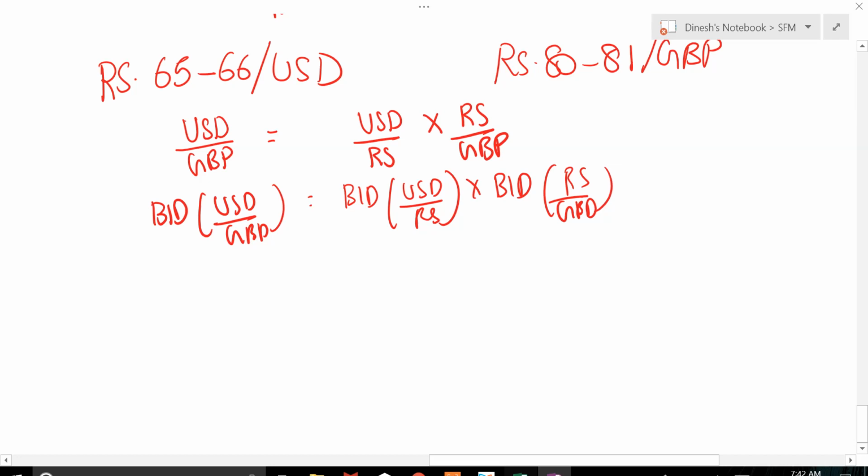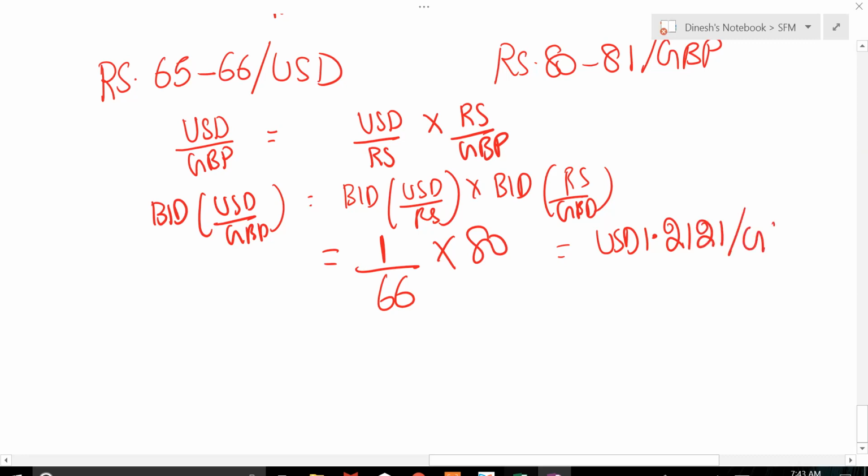Any doubts in this? This is what we did in the last problem. So 1 by ask. What is 1 by ask? 1 by 66. Do you have rupee per GBP in the question? Yes. So then give me the value. Can you tell me what this number is? 1 by 66 into 80, which is about 1.2121 decimals. USD 1.2121 per GBP. This is the bid rate.